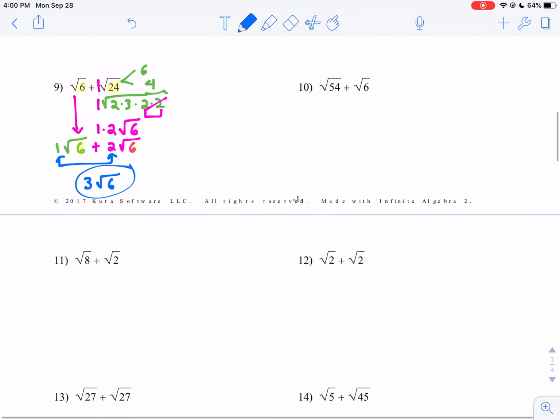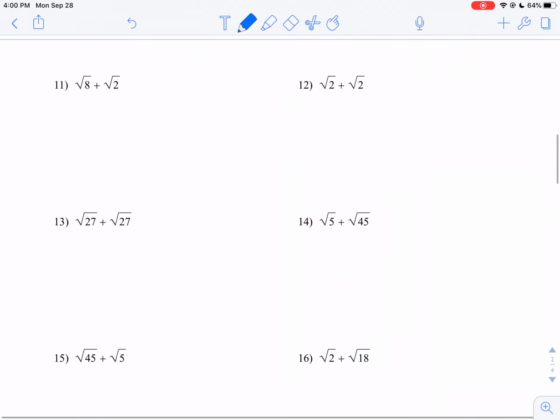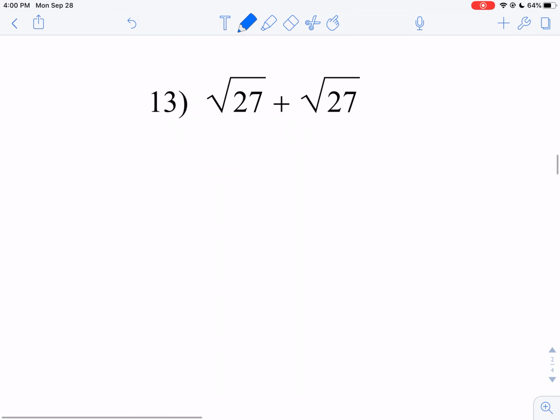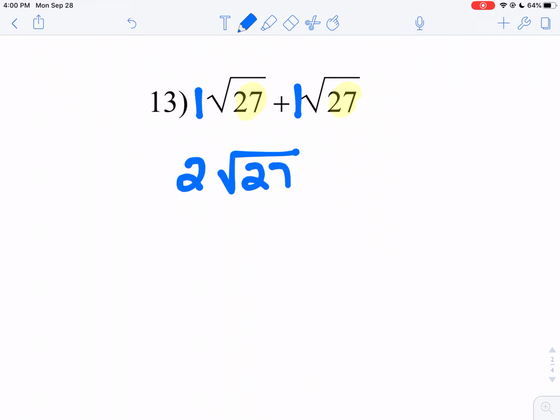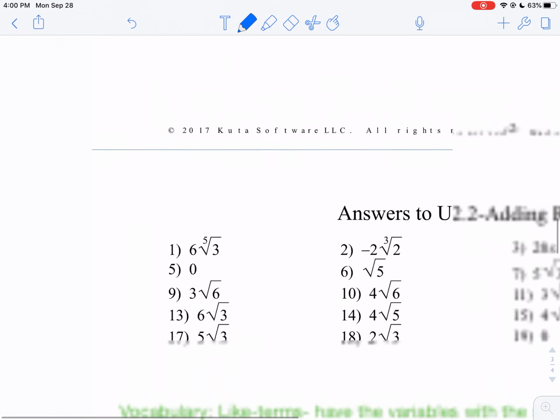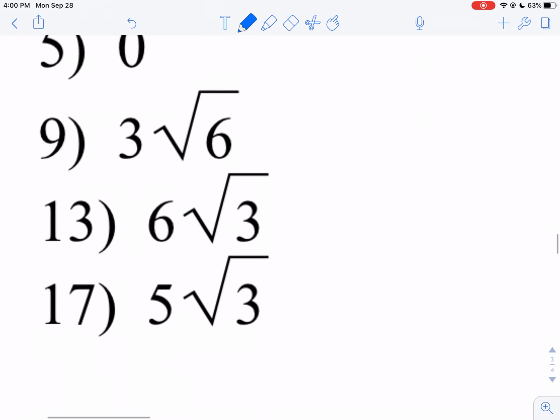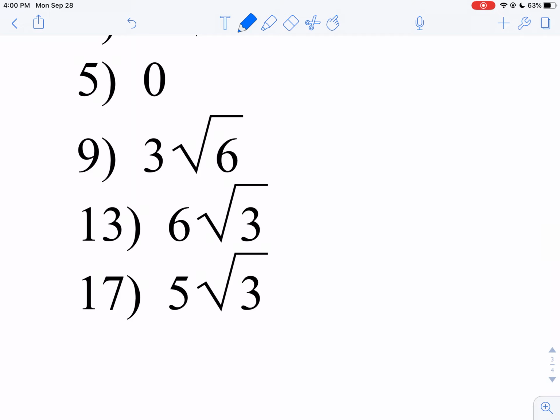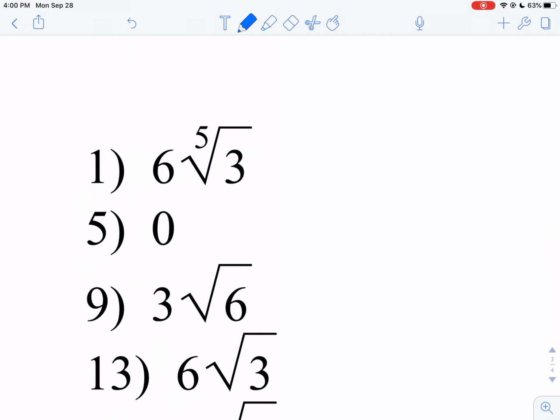Okay, I'm going to do one more and leave you alone, okay? Oh, look at this one. Number 13. Beautiful. Here you have 27 and 27. It's like terms. There is a 1 here and a 1 there. Go ahead and add them right away. 1 plus 1 is 2 radical 27. Now, if you go and check your answer for 13, and you wouldn't know unless you check, it says that the answer should be 6 radical 3. So where do we go wrong?